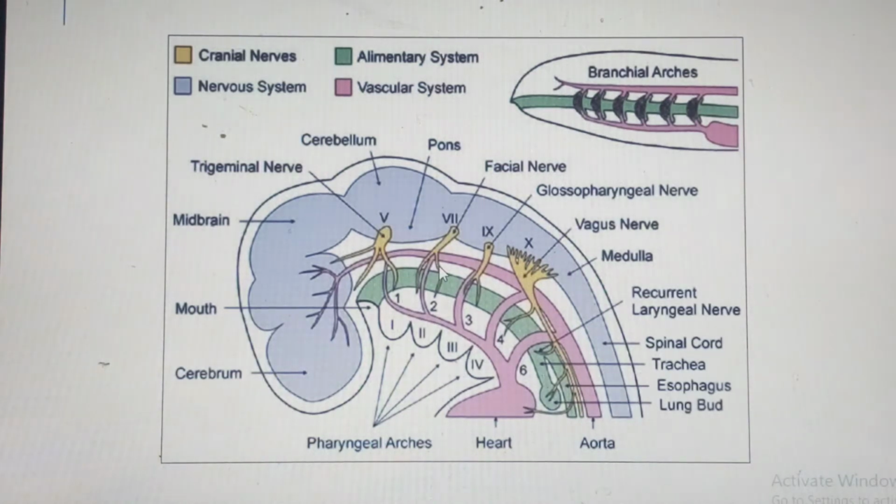If I have any structure that is supplied by the facial nerve, then it means that it's developing from the second pharyngeal arch. Now the third pharyngeal arch's nerve supply is the glossopharyngeal nerve, cranial nerve 9. And then for the fourth and sixth arches, their nerve supply is coming from the vagus nerve. But you have to know which branch of the vagus nerve supplies which one.